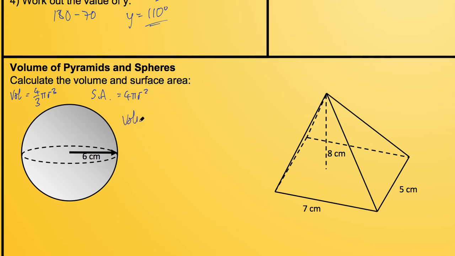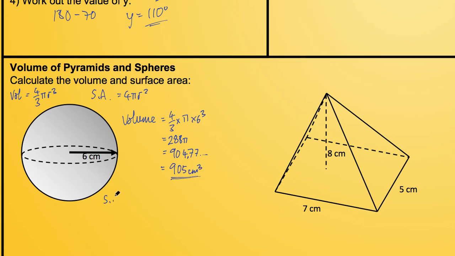So, volume calculation, 4/3 times pi times 6 cubed. Making sure that you cube the 6 before multiplying by anything else. That is 288 pi, which is 905, well I'll put 904.77, etc. Which is 905 centimeters cubed to the nearest centimeter cubed, or to 3 significant figures.